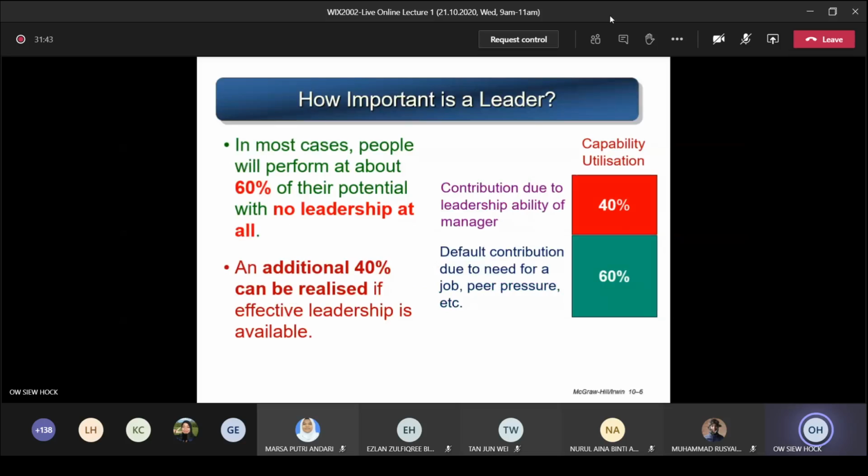Next, how important is a leader? In most cases, people will perform at about 60% of their potential with no leadership at all. Everyone can perform without anyone leading, up to 60%. An additional 40% can be realized if effective leadership is available. With good leadership, you achieve the remaining 40% and get to 100%. This diagram shows the capability utilization. The contribution due to the leadership ability of the manager is the 40%. The default contribution due to the need for a job and peer pressure, etc., is 60% without leadership. So the total would be 100%. The leadership will have an impact of 40%.